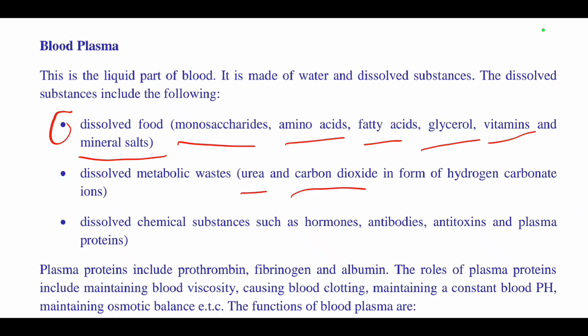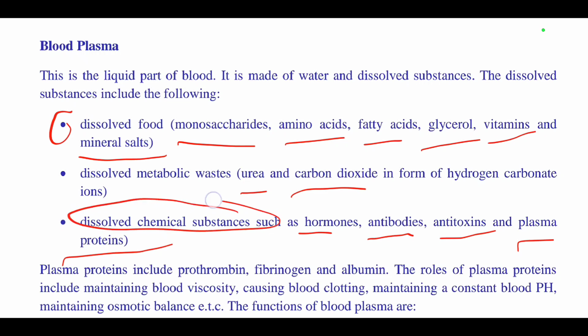We also have dissolved chemicals such as hormones, antibodies, toxins, and plasma proteins. All together? Very good. So now, blood plasma basically is made up of water and dissolved substances. And these dissolved substances include dissolved food, dissolved metabolic waste, and dissolved chemical substances.